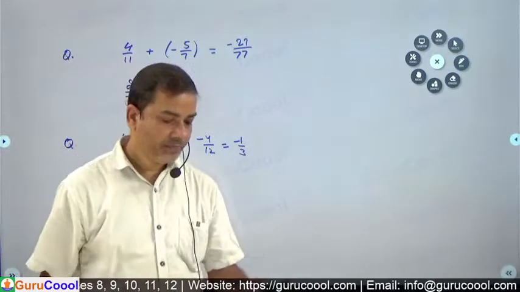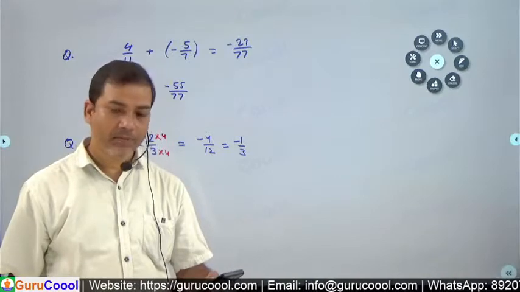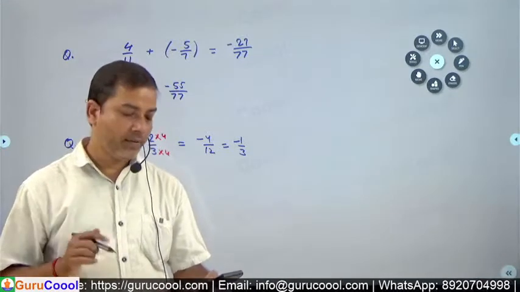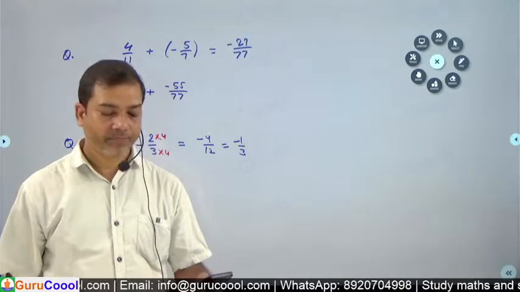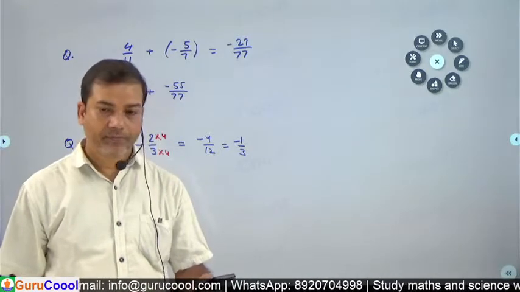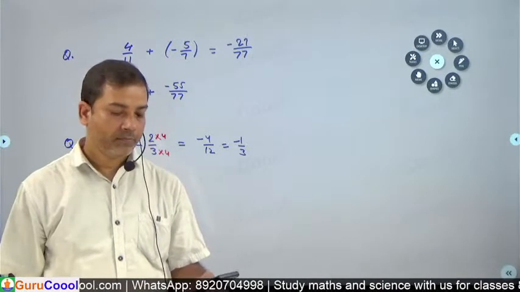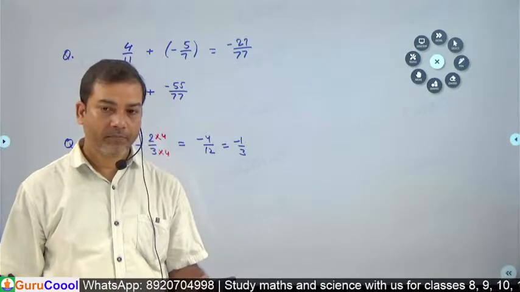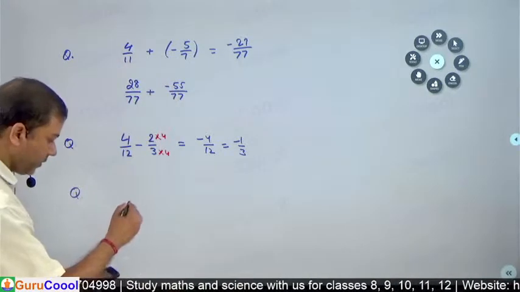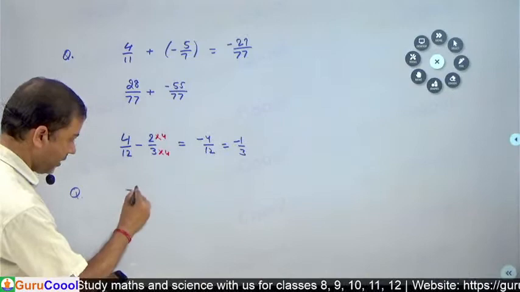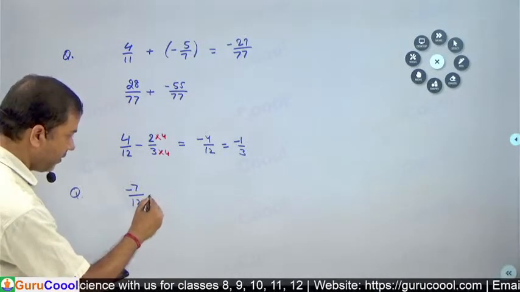Next question. Find the value of minus 7 by 12. Be ready, be attentive. Minus 7 by 12 minus 5 by 6. So minus 17 by 12. That's right. The question was minus 7 by 12 minus 5 by 6.